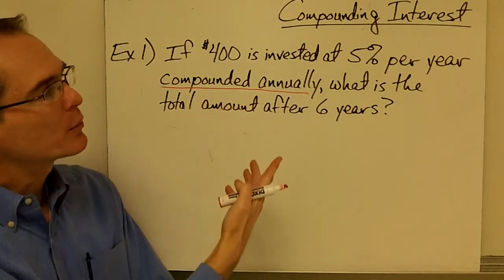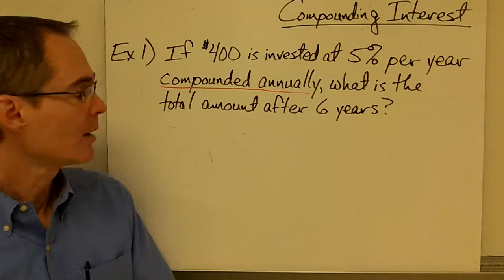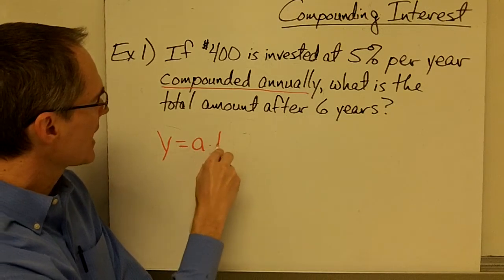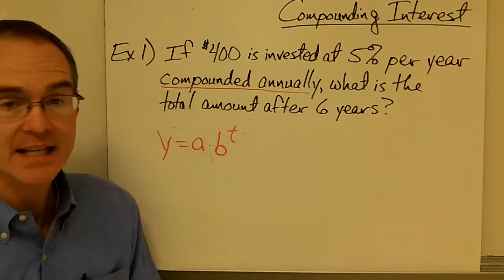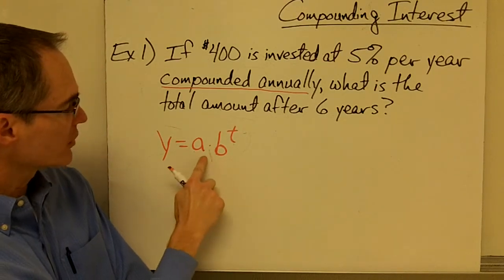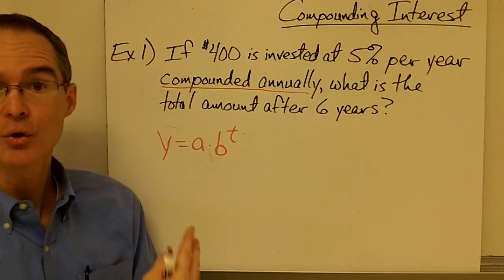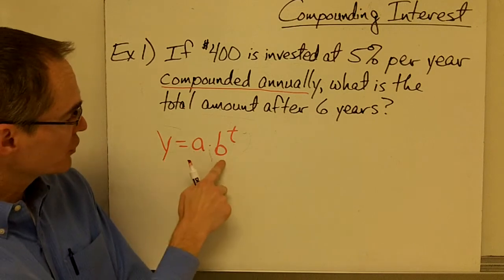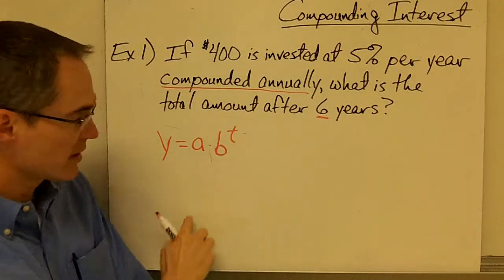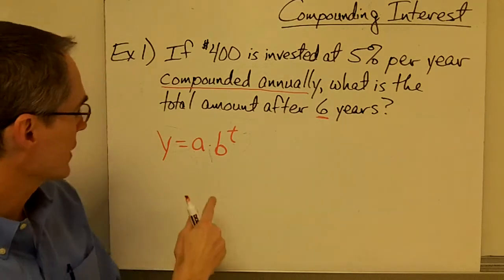Okay, so we recognize this as an exponential growth type problem, which means we're going to be using y equals a times b to the power of t, our standard form of our exponential function. And we just need to know what are going to be our values of a and b. A is our initial value, b is going to be our growth factor. And once we have those two values, we can just plug in t equals 6 here, and we can calculate the amount of money we're going to have in our account after 6 years. Okay, so let's do that.